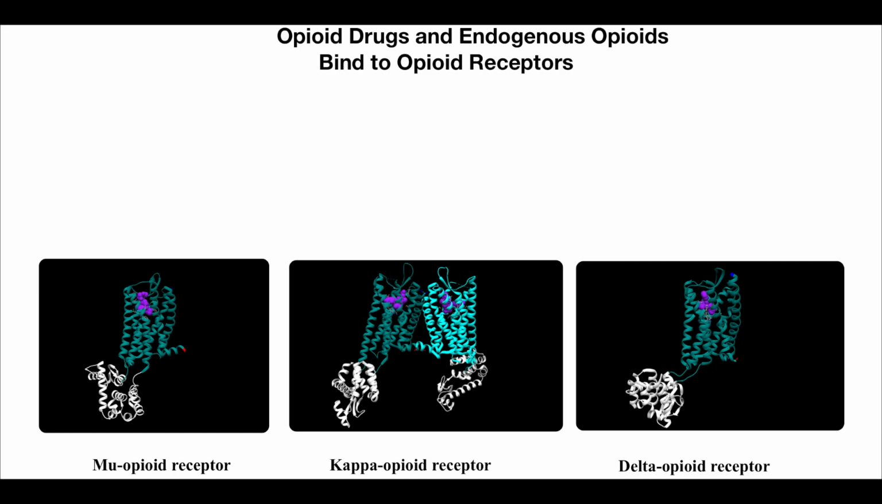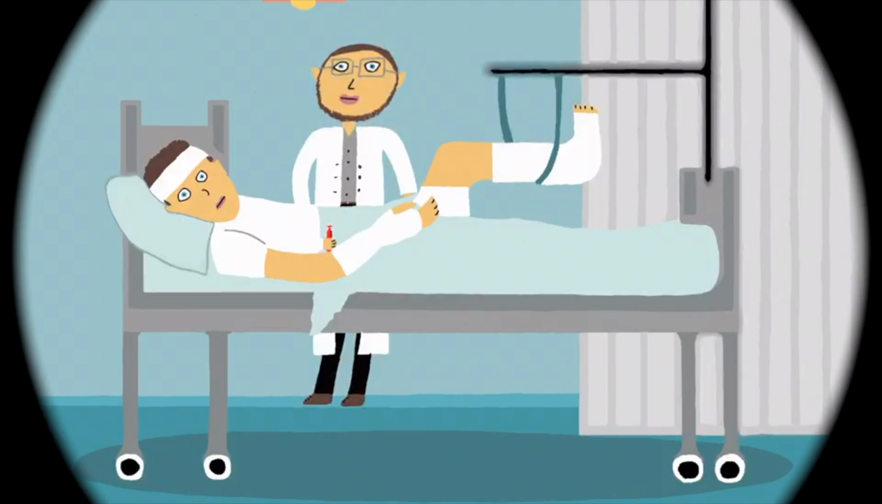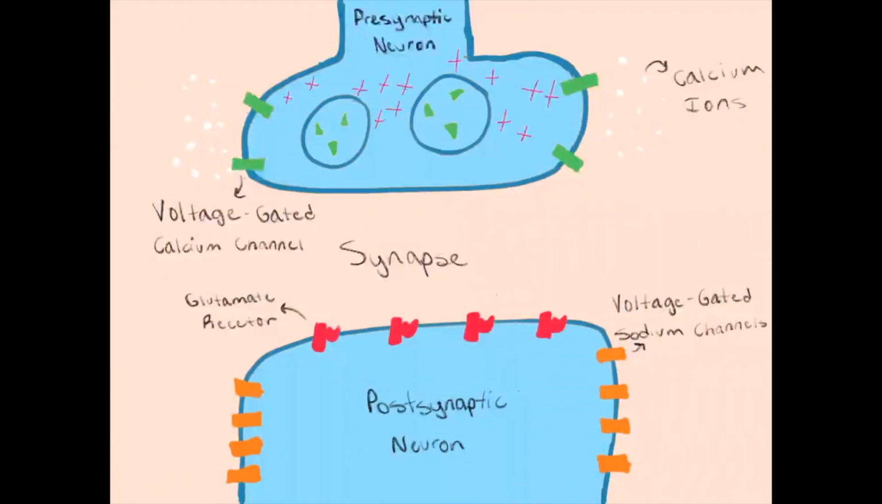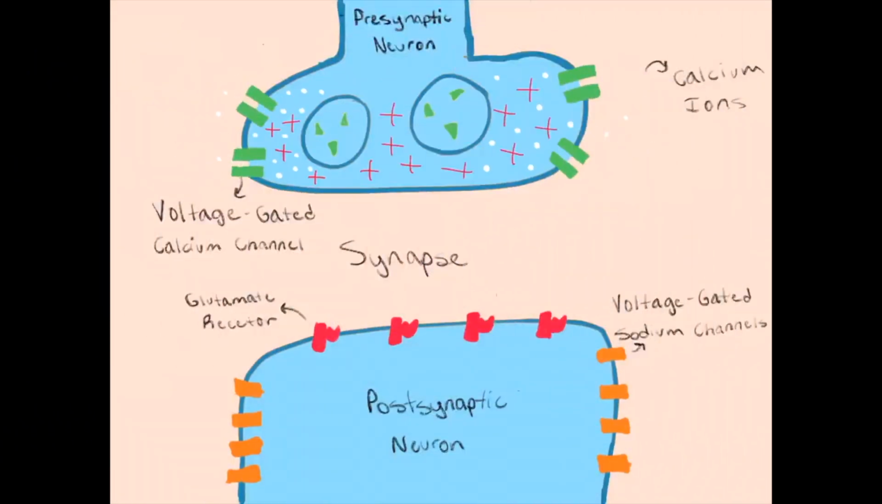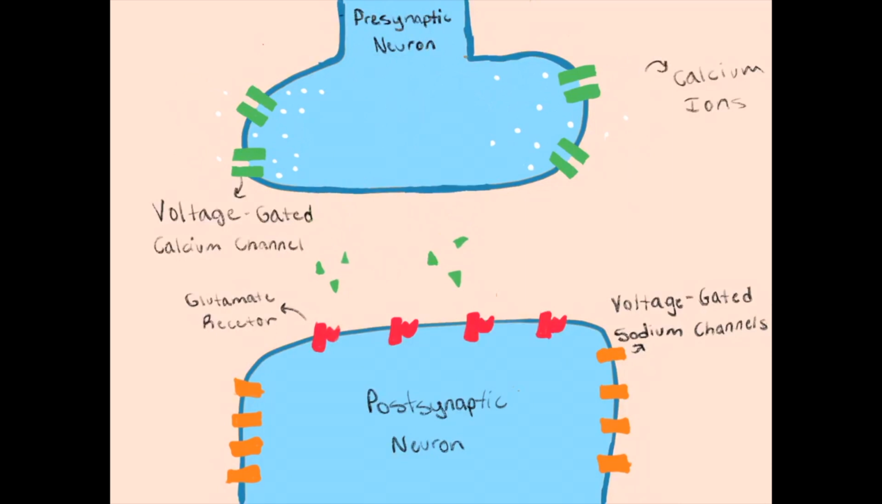So what happens to John at a molecular level when Dr. Paul gives him morphine? When an action potential reaches the end of the presynaptic neuron, the positive charge causes calcium channels to open and allow calcium to flow in. Increased calcium levels inside the neuron triggers the fusion of neurotransmitter-containing vesicles, causing the release of neurotransmitters. The neurotransmitter then binds to receptors on the postsynaptic neuron to activate channels that allow sodium to flow in.